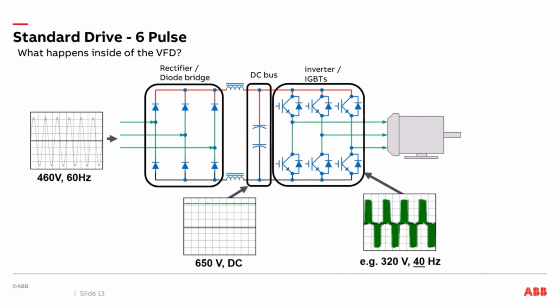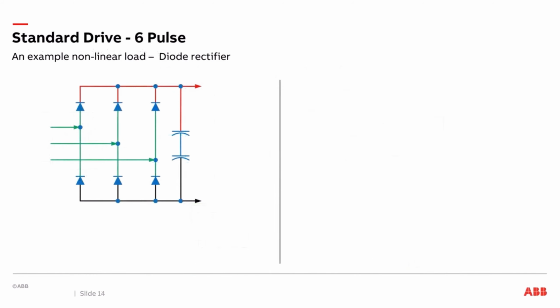The inverter, which has IGBTs, creates a new output voltage and a new output frequency through the use of pulse width modulation. By creating a new voltage and a new frequency, we can control the speed of a motor and the torque on the motor. This will be an example of a standard 6-pulse rectifier.